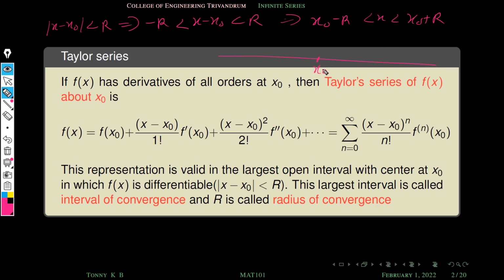Suppose this is our x naught. Suppose this length is r, and this point is x naught minus r. And the upper bound of this interval is x naught plus r. That means this length is the same as r. So this length is called the radius of convergence. An interval like this, with center x naught, such that our function is differentiable, is called an interval of convergence. The largest such interval is called the interval of convergence. So always this interval of convergence is of this form.